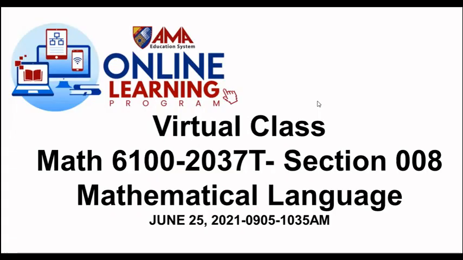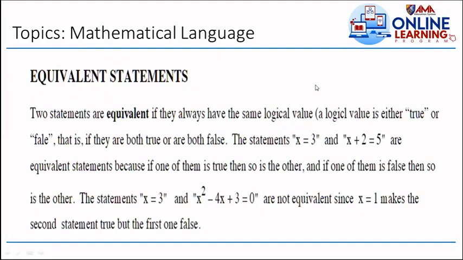So this is Math 6 120, third 7th trimestral. So our lesson for today is all about mathematical language. So we have here the different types of mathematical language. So the first one, we have here the equivalent statements.